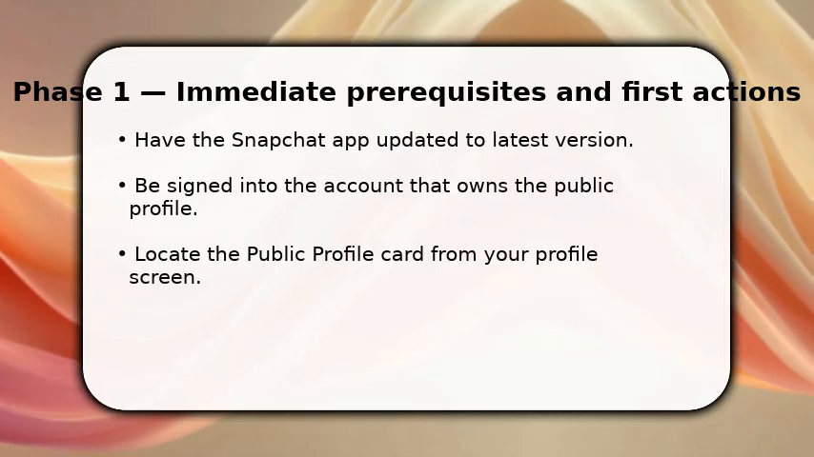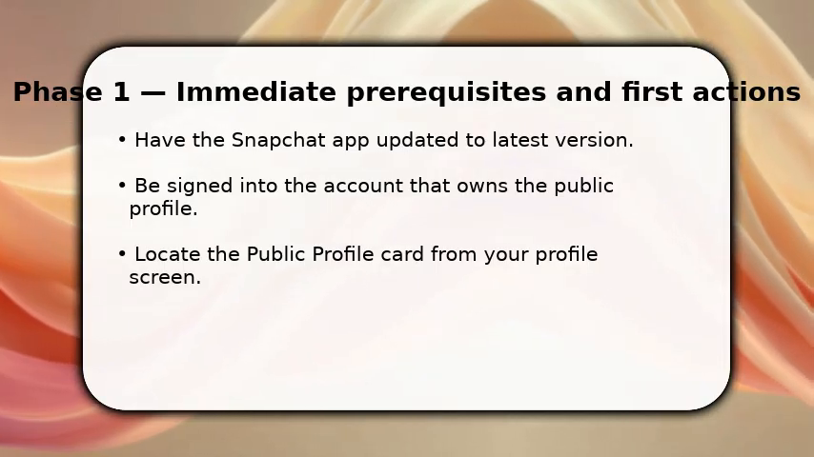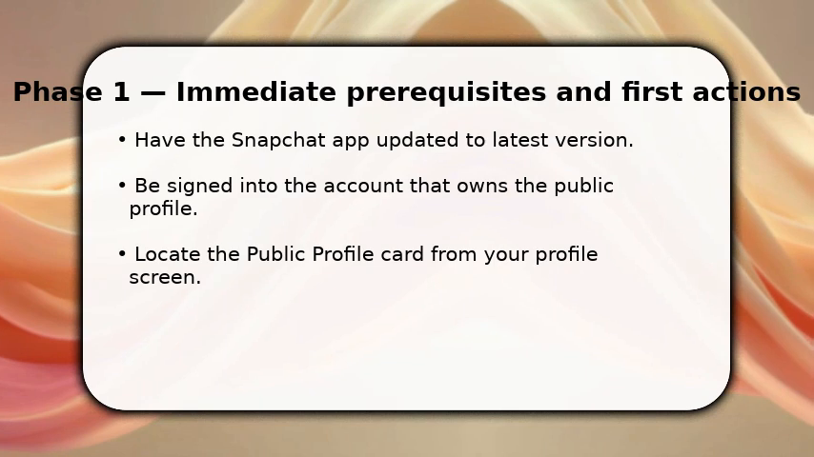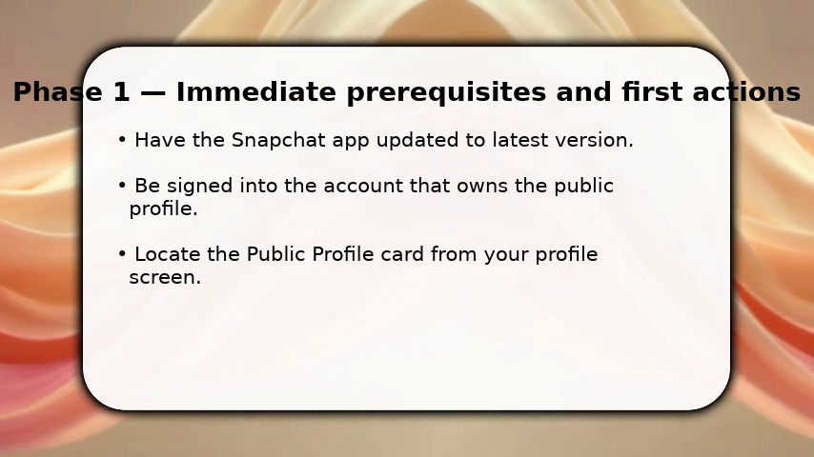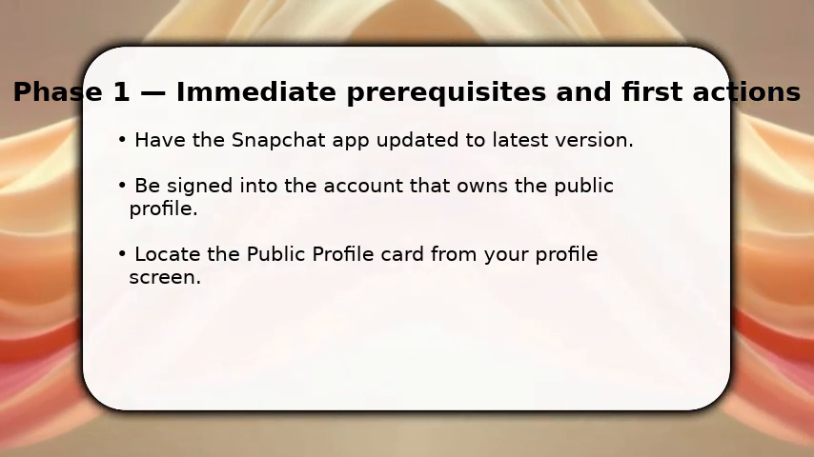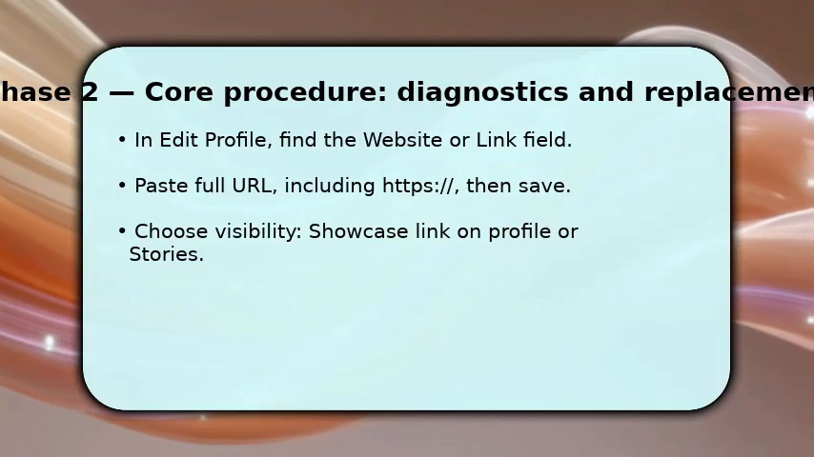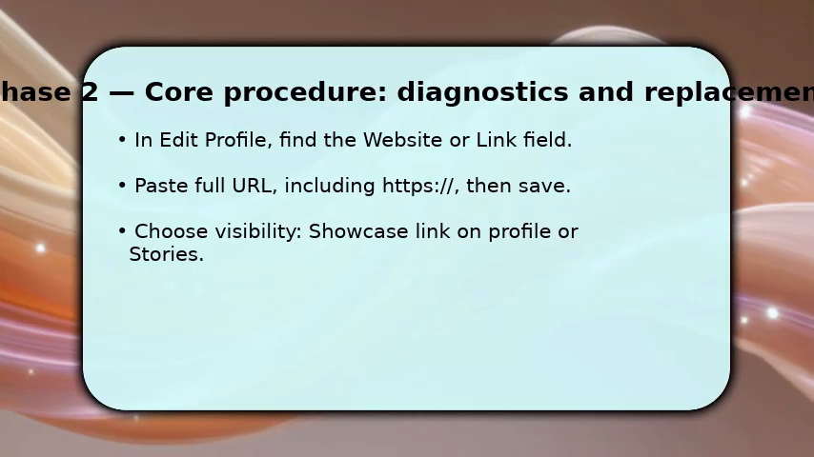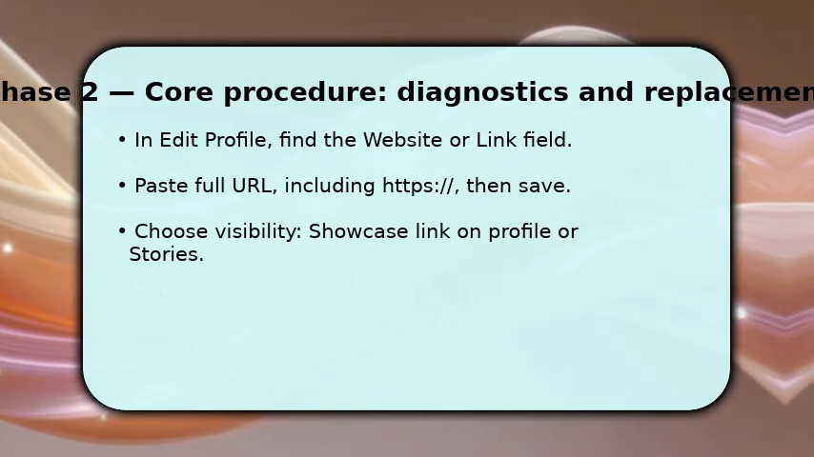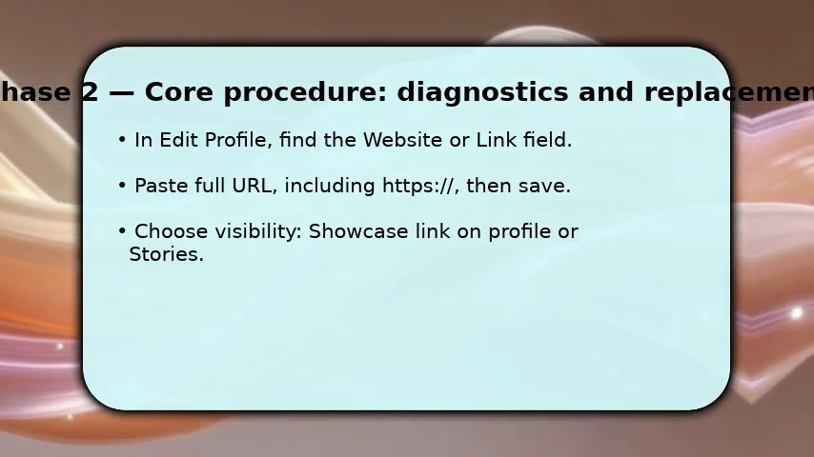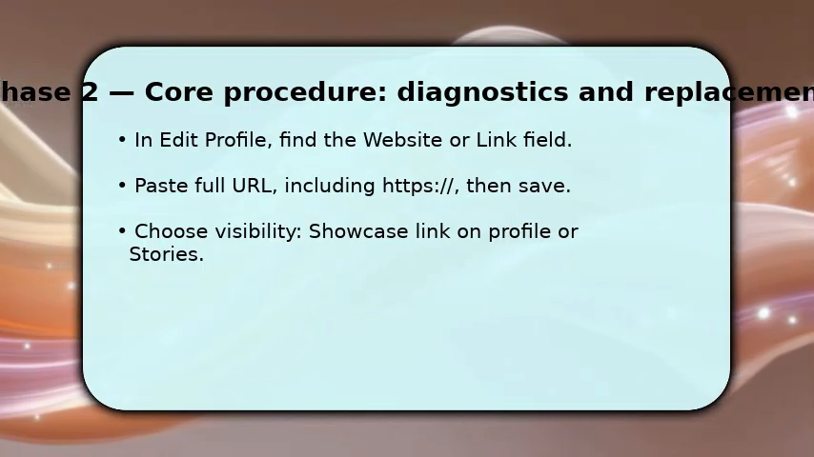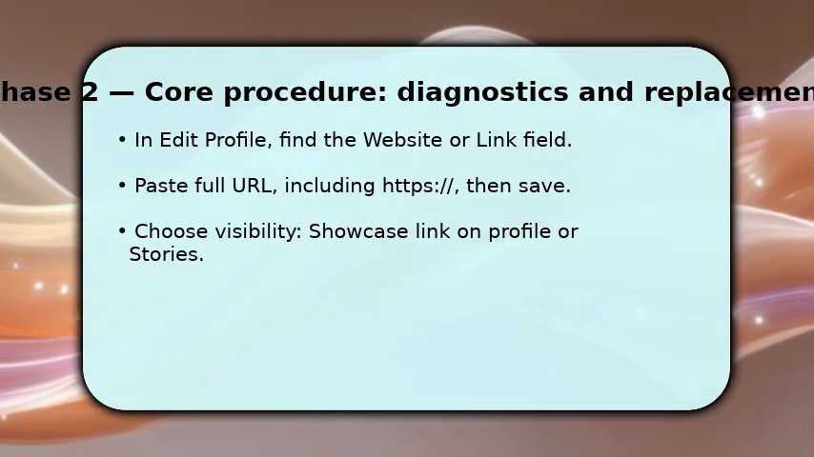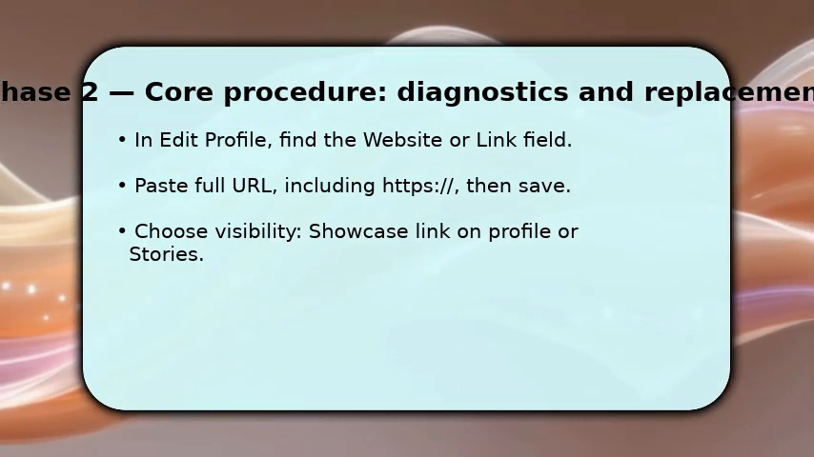Start with the Public Profile tab, then continue to the Content or Edit sections to add external links and display choices. Once in Edit Profile, scroll to the website or link field and tap it. Paste the full URL, including https:// because Snapchat validates complete links. This avoids broken redirects. After pasting, press Save or Done, and then preview how it appears on your profile.